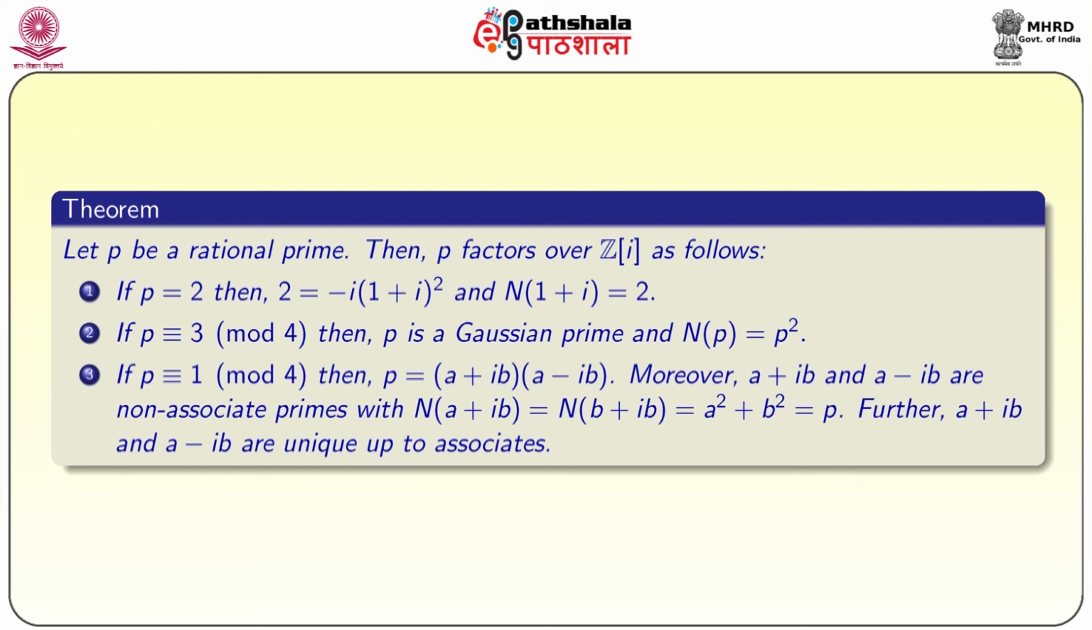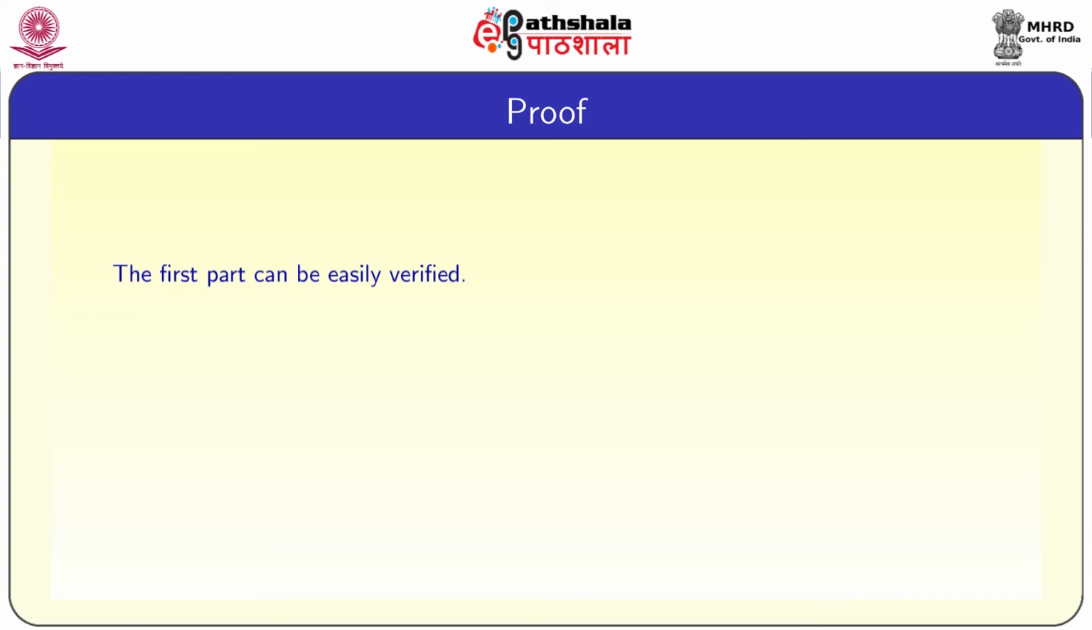Further, A plus iB and A minus iB are unique up to associates. So, we are going to give the proof. The first part can be proved easily. For the second part, let p be congruent to 3 mod 4.